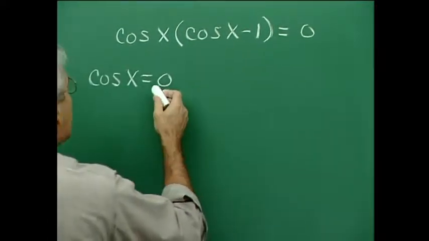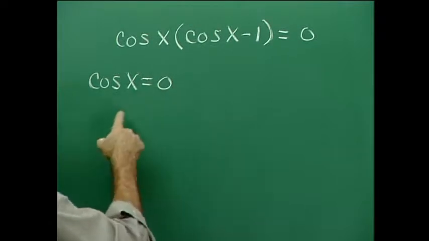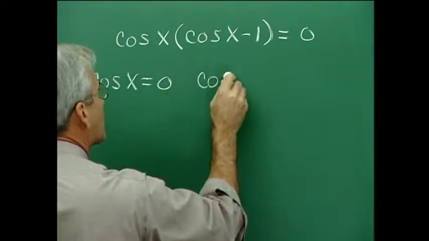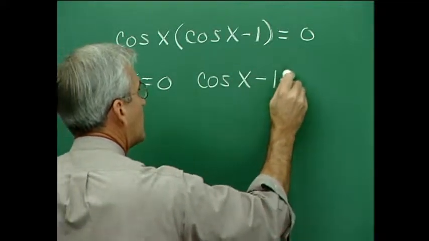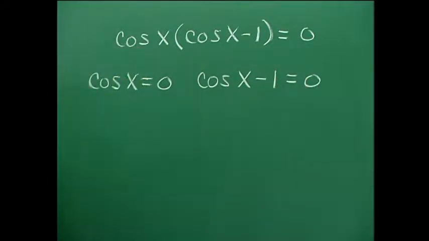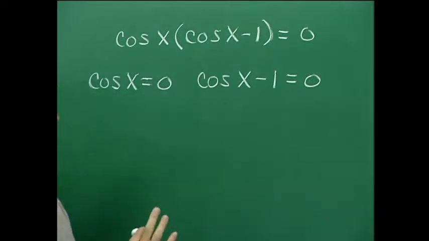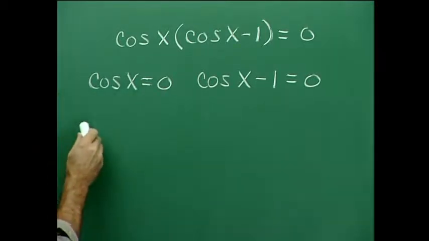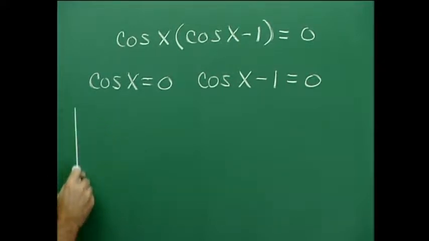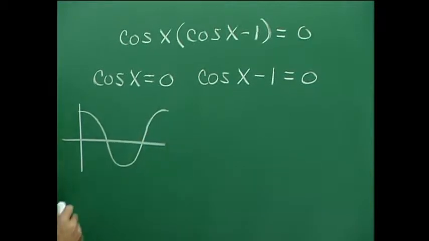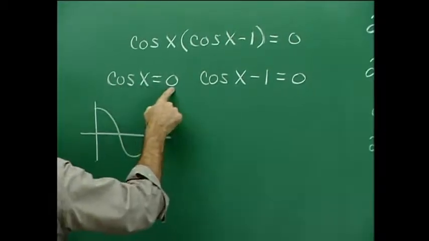All right, now, in a similar way, we just take this factor and set it equal to 0, take the other factor, set it equal to 0, and then deal with them as separate problems. Now, the cosine of what angle is equal to 0? Well, we imagine the cosine curve.